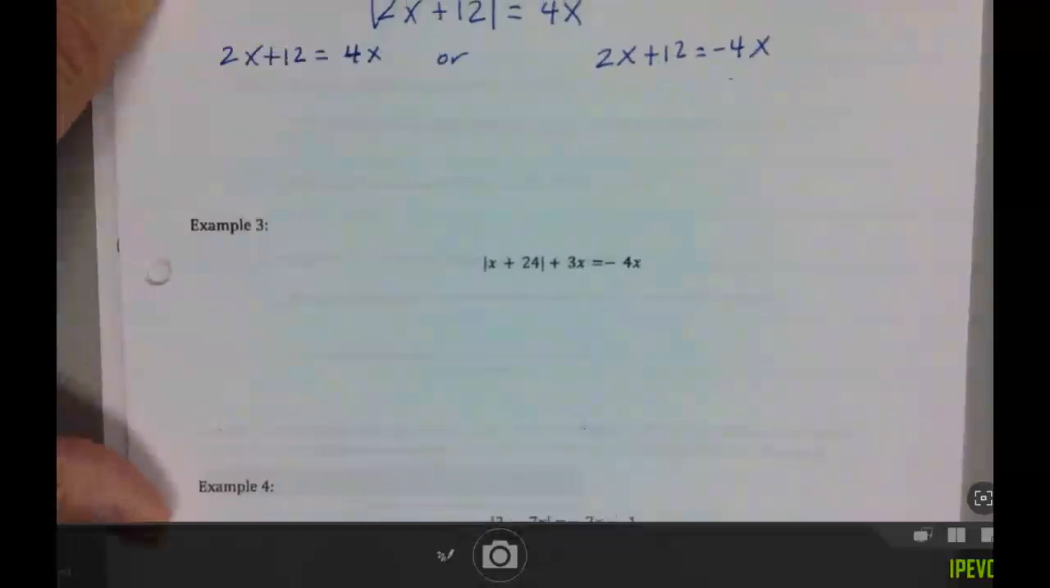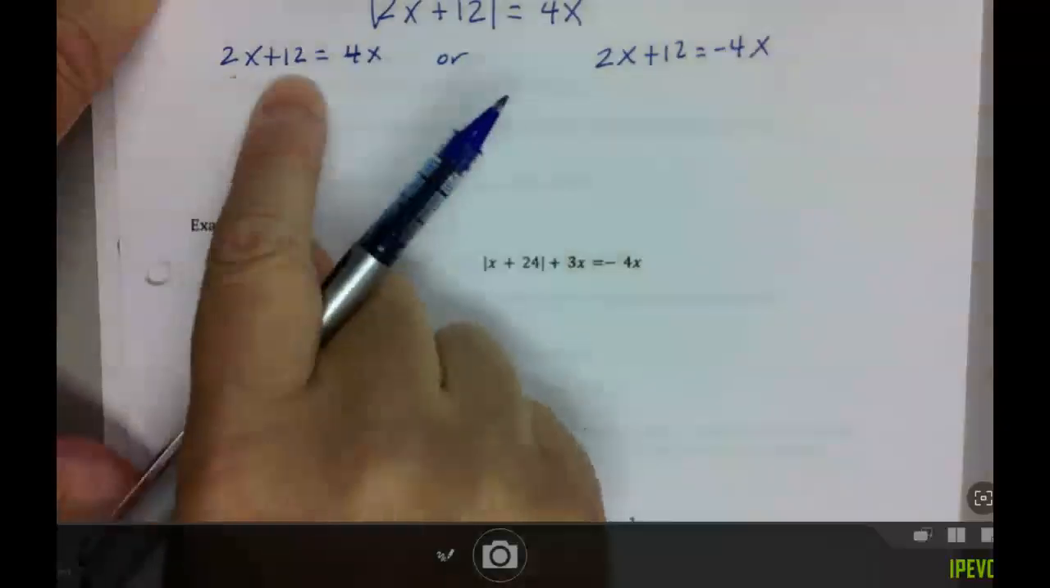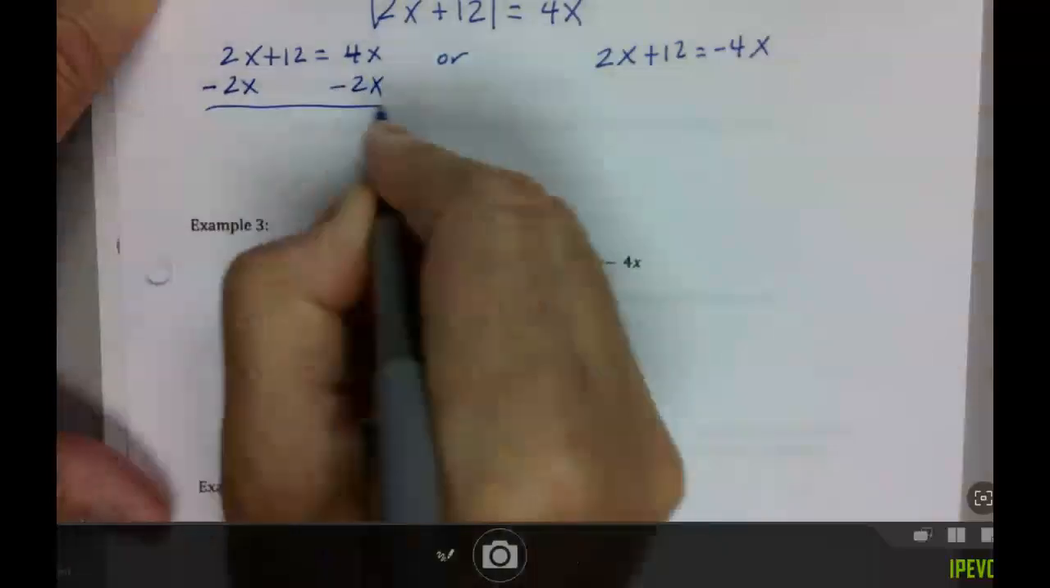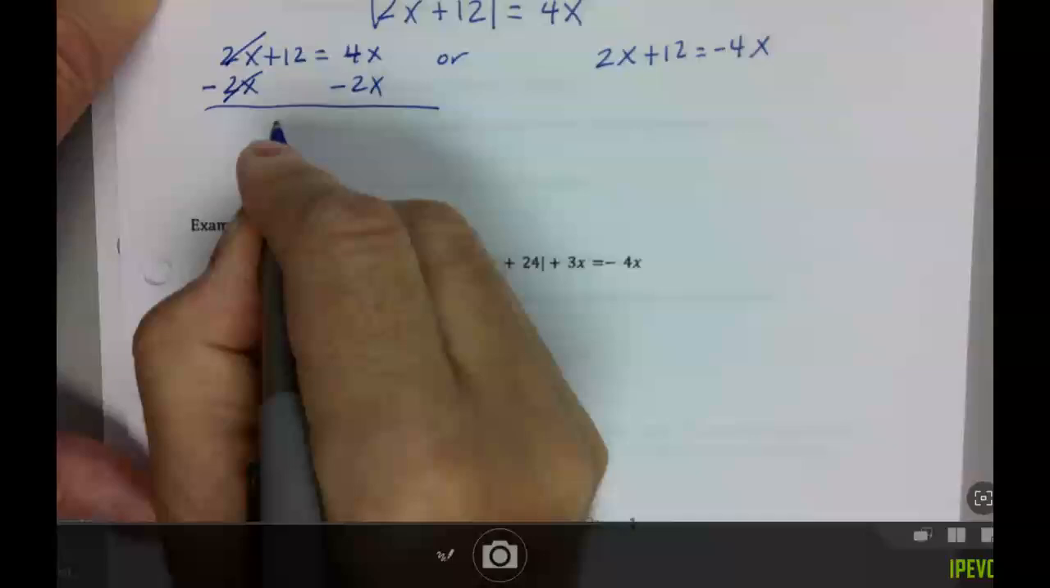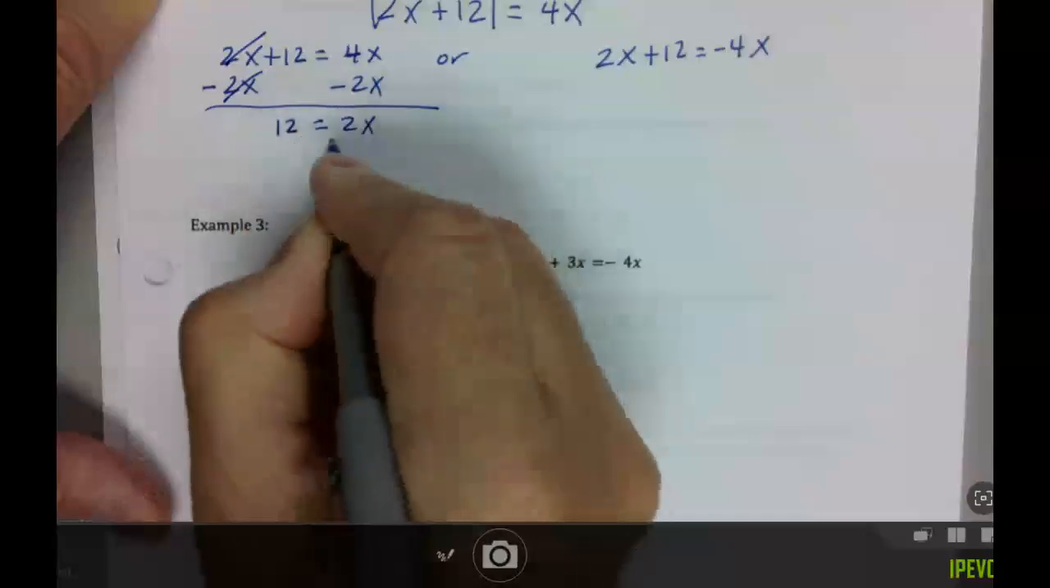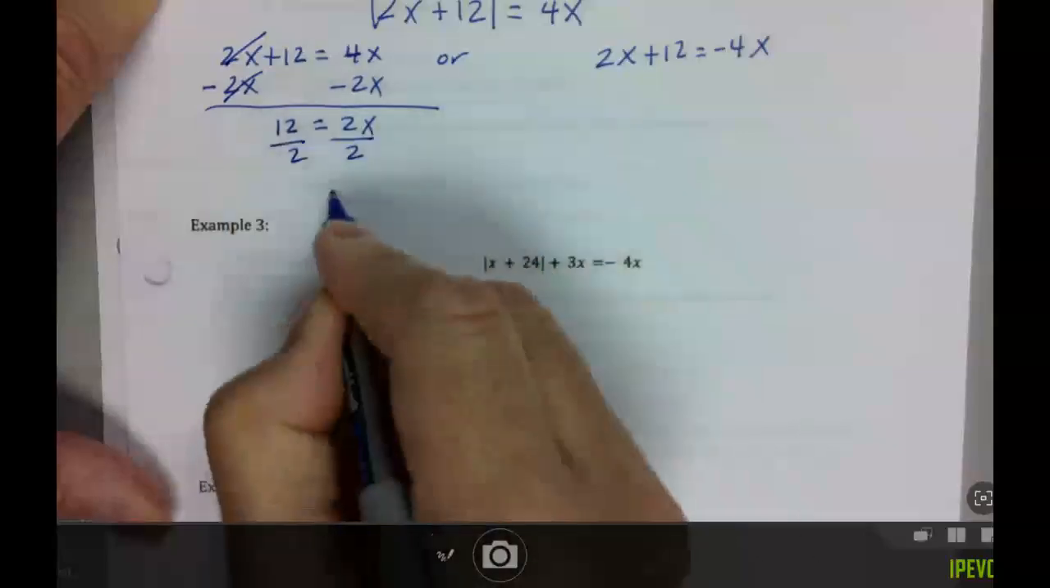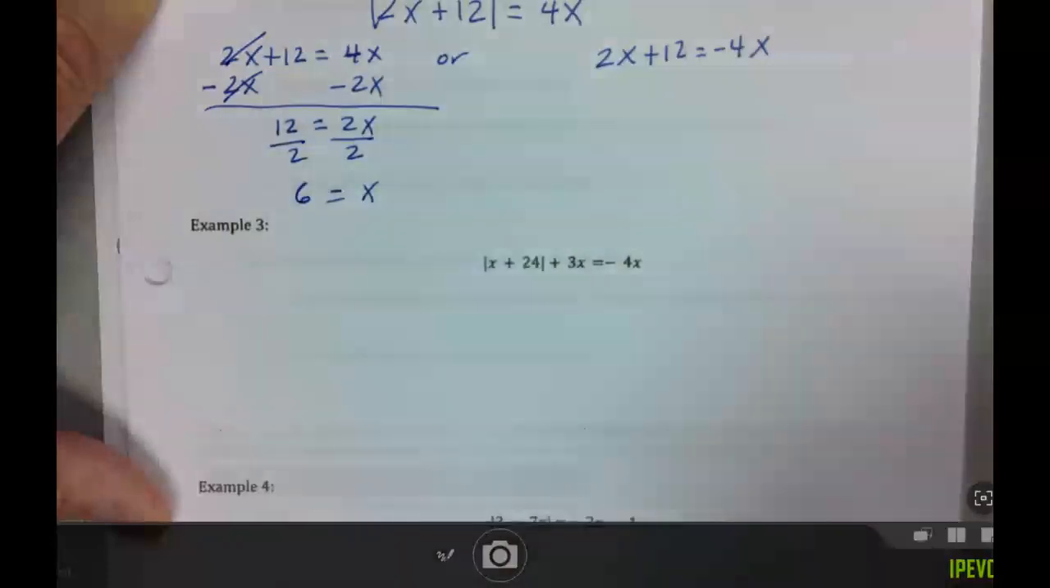Okay, I like to always, I could bring my 4x over here and my 12 over there. Me, I like my x to stay positive, that's just me. Those cancel, so I have 12 equals 2x, and I divide by 2. I get x equals 6. Okay?